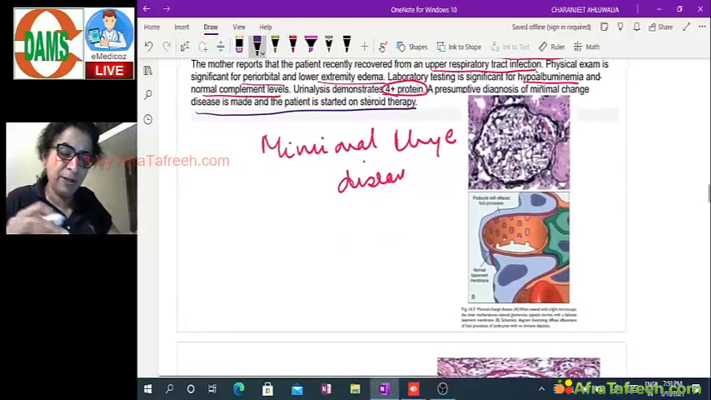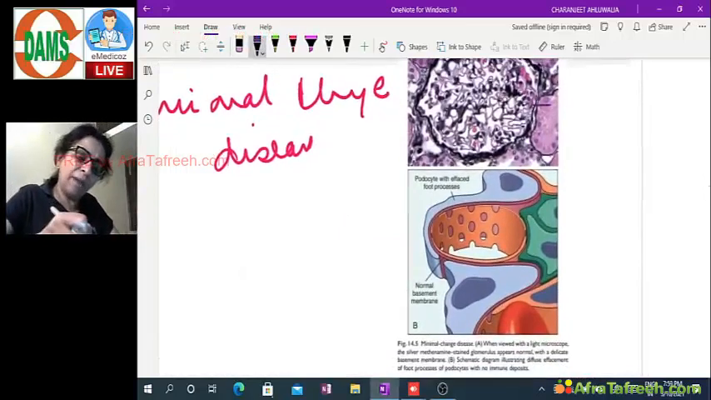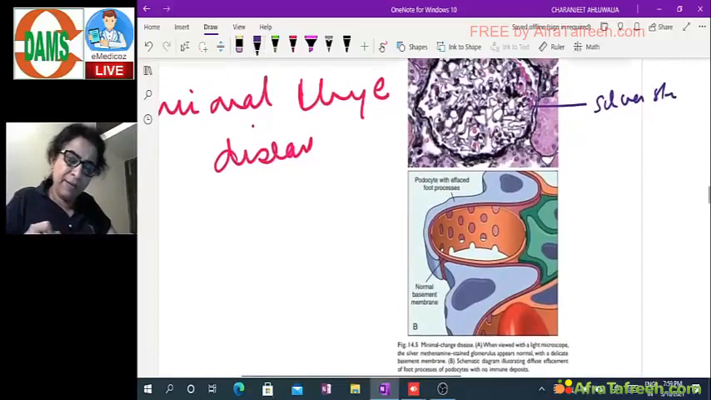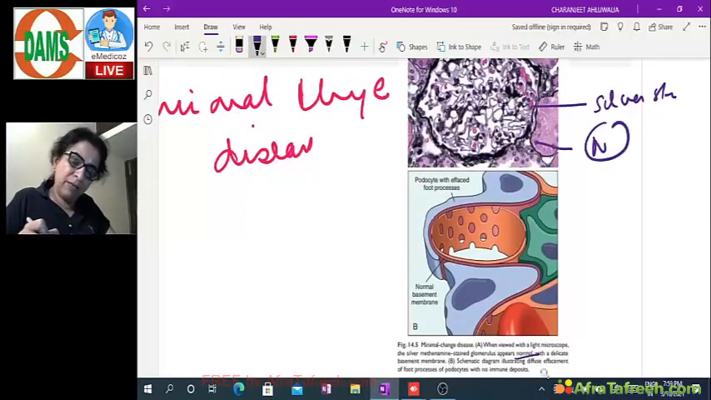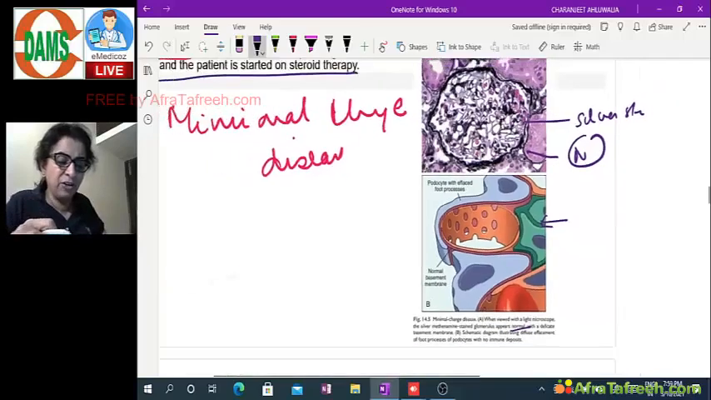We'll see the question. Now this is minimal change disease. What is the black color here? This is silver stain. We have stained the GBM by silver stain. When viewed by silver stain, the glomerulus is absolutely normal. Look at this schematic diagram. What you see is only the foot processes of podocytes are effaced. Rest everything is okay.